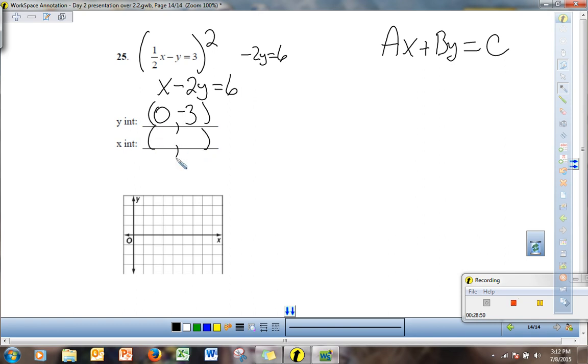For the x-intercept, I'm going to let y be 0, which means plug a 0 right here, so the 2y becomes 0, so I'm just left with x equal 6. Plot them. I got the point 0, negative 3, over 0, down 3. On the x-intercept, over 6 and up none. Connect them, of course. Put your arrows on there, then we got it left.